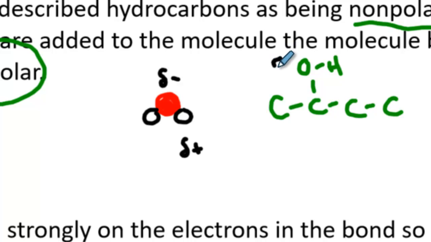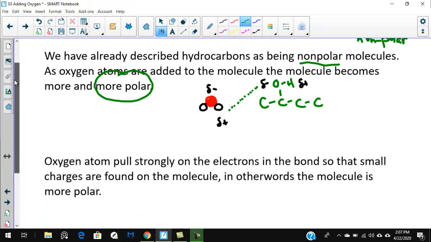This O is a little bit negative, just like it is in water, and a little bit positive at the hydrogen end, just like it is in water. And so then attractions can be made between the water molecules and the alcohol molecules. And those attractions allow the alcohol and the water to mix. If this little OH group wasn't there, there would be no attraction between the molecule and the water, and the two things wouldn't mix.